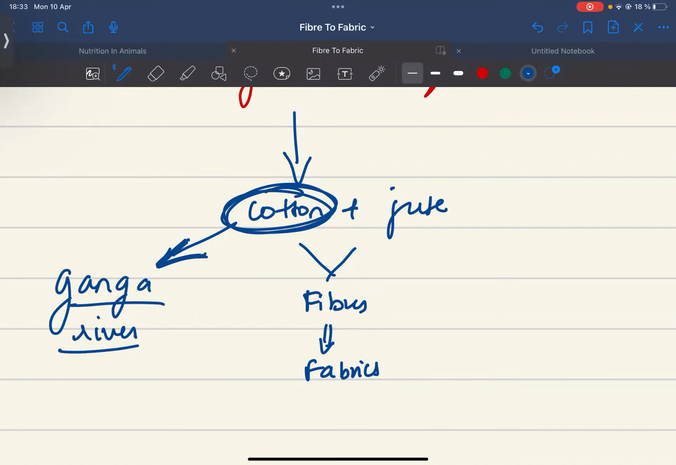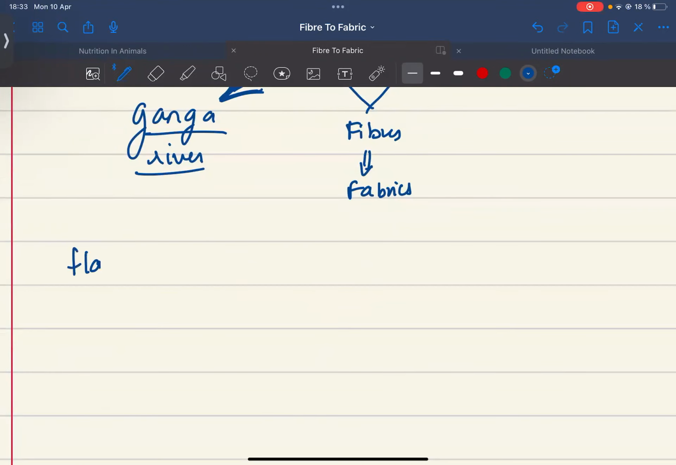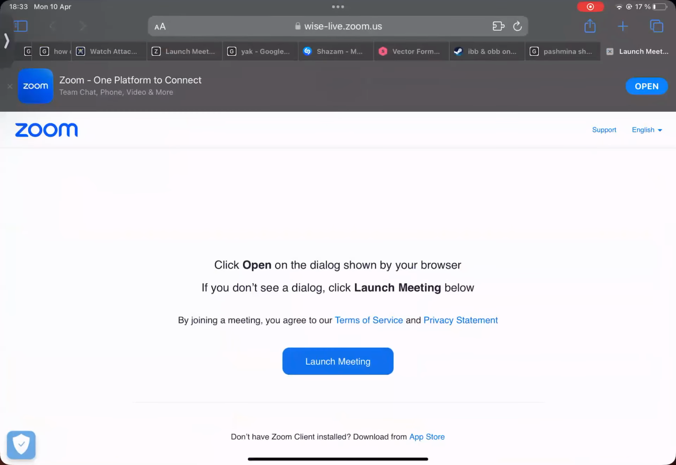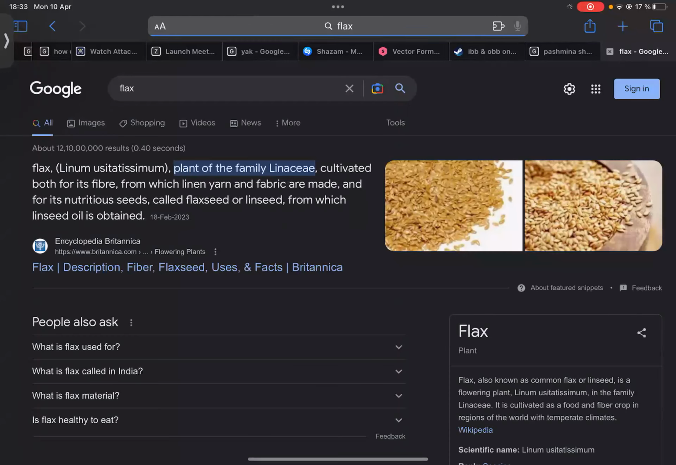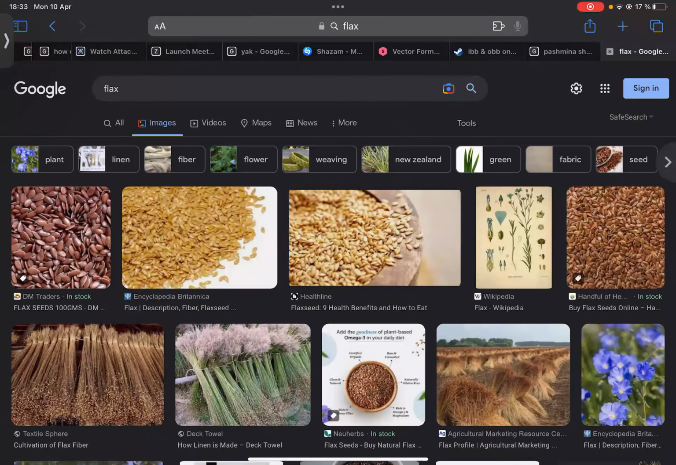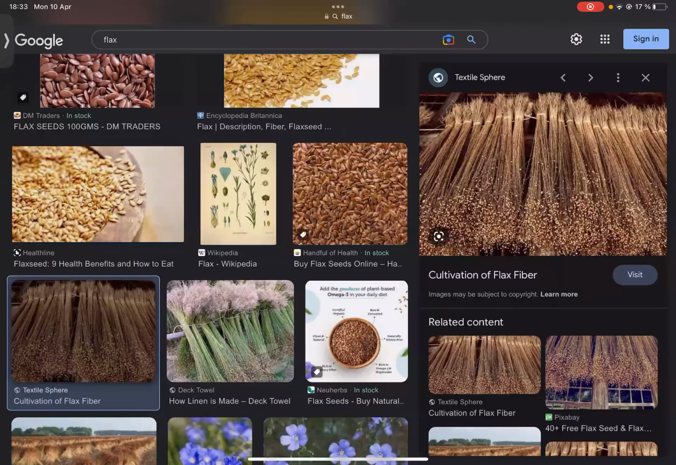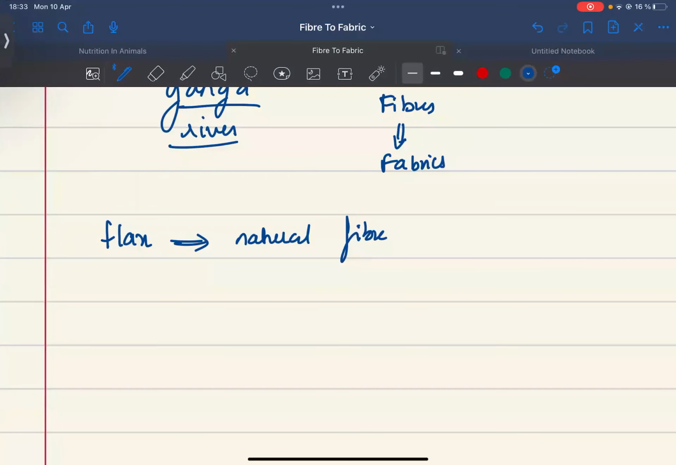Another plant that gives natural fibers is called flax, which is another natural fiber. Let me show you what flax is. You can see here the fiber, like straw. These are called flax. They are also raw materials, and one of the natural fibers. So you now know three natural fibers from plants: jute, cotton and flax.